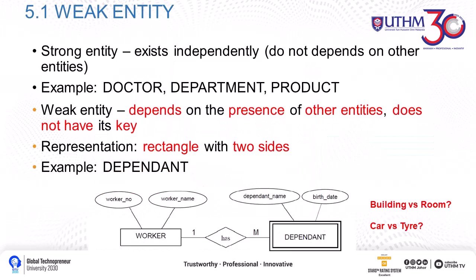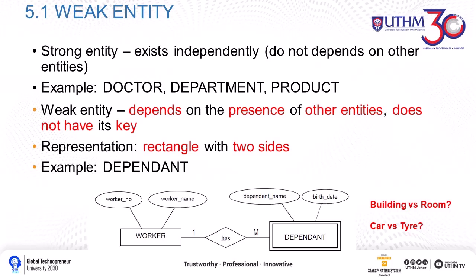Most entities in an organization exist independently, which means they do not depend on the existence of other entities. These entities are called strong entities. So, what is meant by a weak entity? The weak entity has opposite characteristics to a strong entity. The existence of a weak entity depends on the presence of other entities.